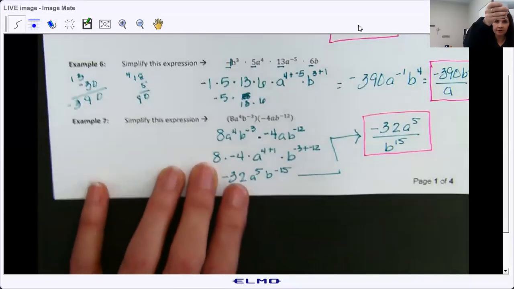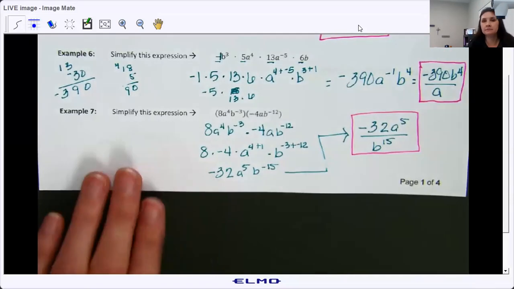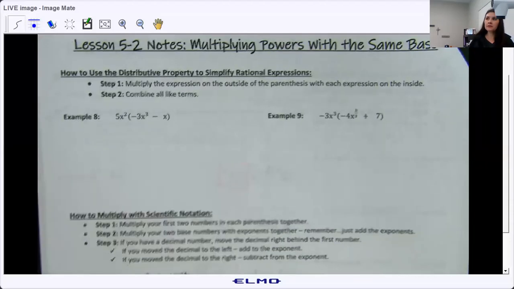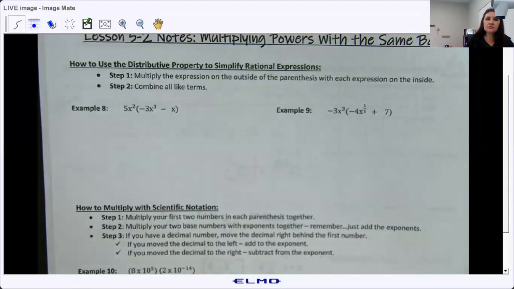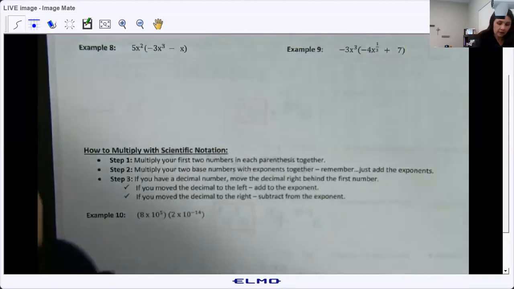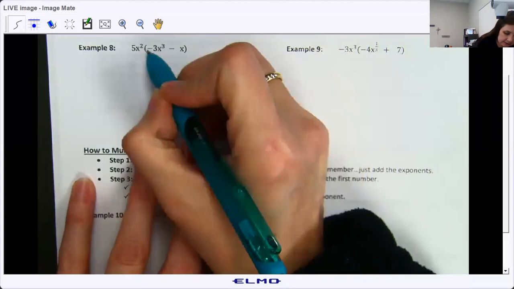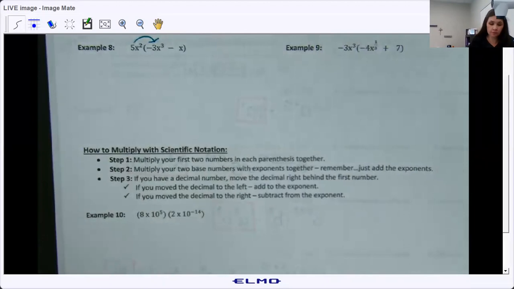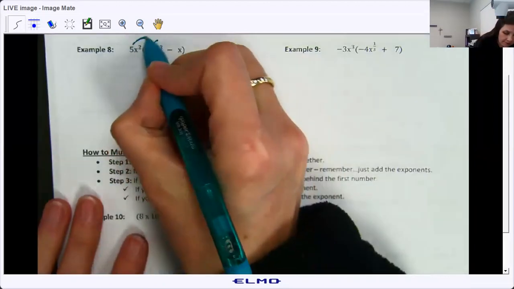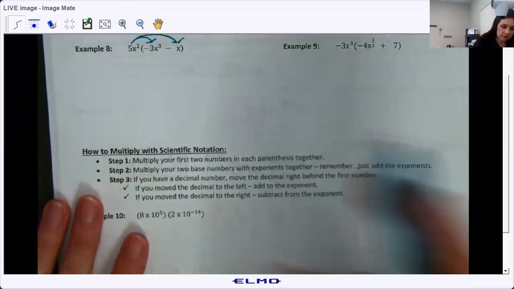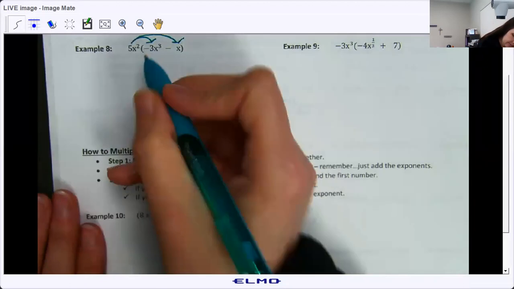Okay, and go ahead and check your answer for number 7. Okay, page 2, we're going to look at how to use the distributive property to simplify rational expressions. So all we're doing here is we're taking 5x squared times negative 3x cubed, and then 5x squared times negative 1x. Okay, so 5 times 3 is negative 15.